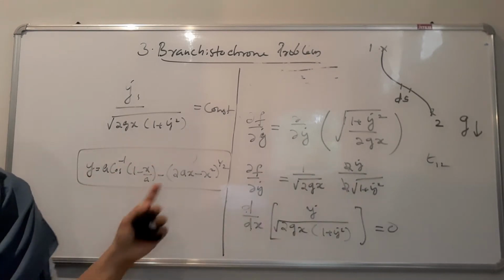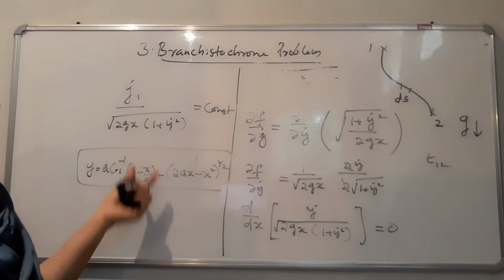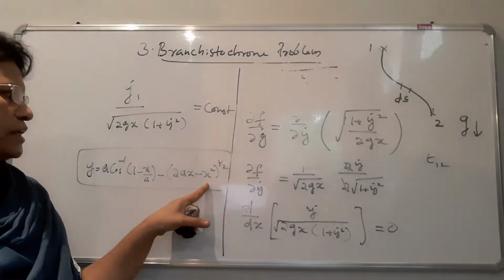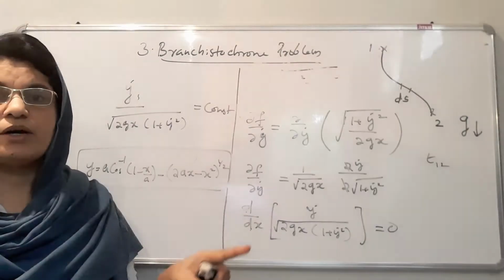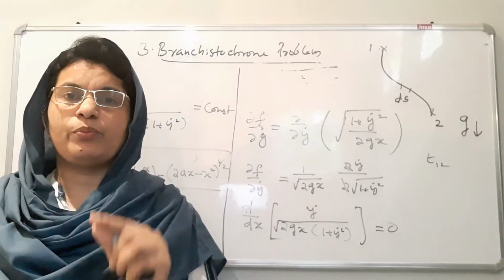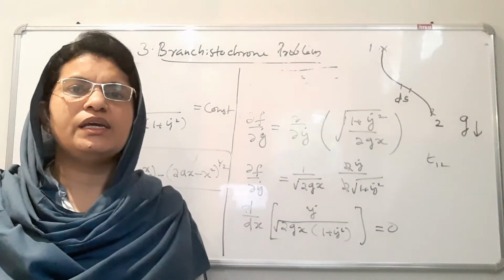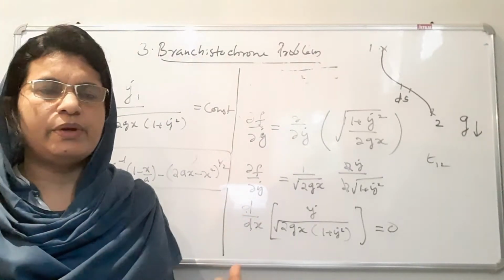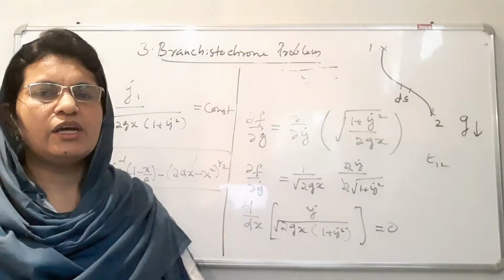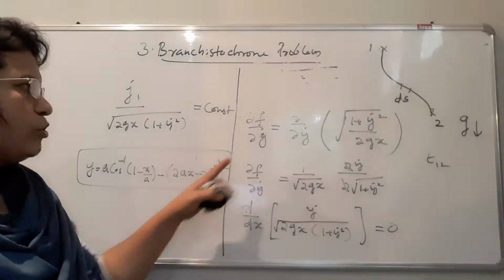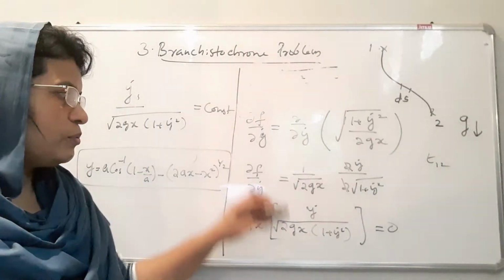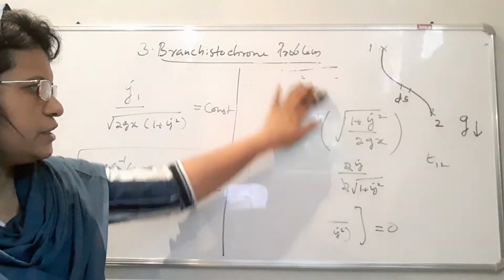A is a constant, if you can do the integration. Otherwise, you can get the equation just like this. This is the solution of the Brachistochrone problem, that is the problem of a body falling from the point 1 to 2 under the influence of gravity, and the equation for the time taken. Minimum time taken is equal to this much. The equation for minimum time taken during such a motion is called the Brachistochrone problem, and the solution can be obtained by using the variational principle, the technique of calculus of variation.